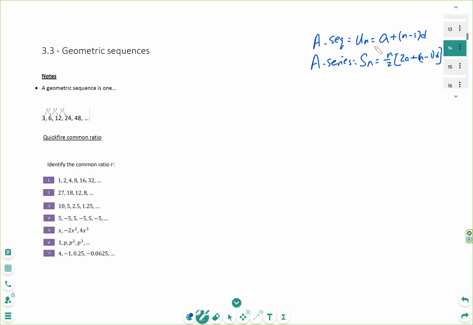So the sequence is un equals a plus n minus 1 times d, and the series is Sn equals n over 2 bracket 2a plus bracket n minus 1 times d.